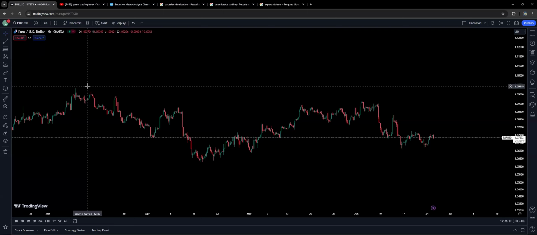Does anyone here trade with AIs or something? No.